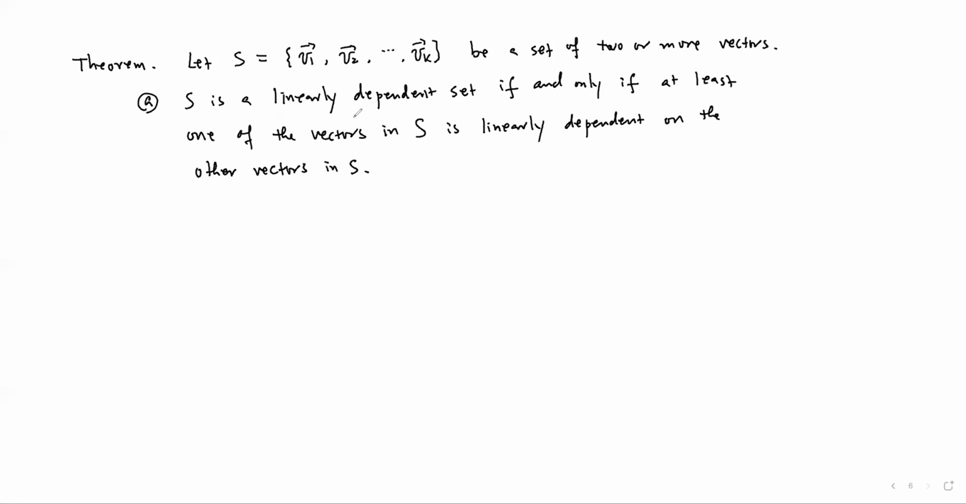If this given set is a linearly dependent set, then at least one vector depends on the others. Not all, okay? At least one. Pay attention here. I don't say all.